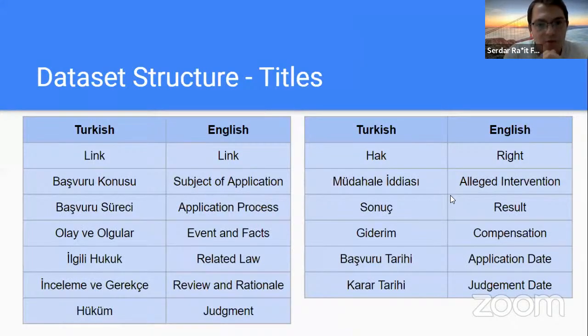And then you see here our dataset structure. For example, Turkish and English titles here. For example, subject of application in Turkish, başvuru konusu, or application process in Turkish, başvuru süreci. And then the left part was obtained from the case text, and the right part of the table was obtained from the case summary page.